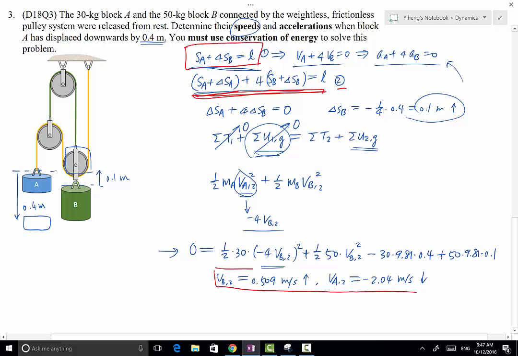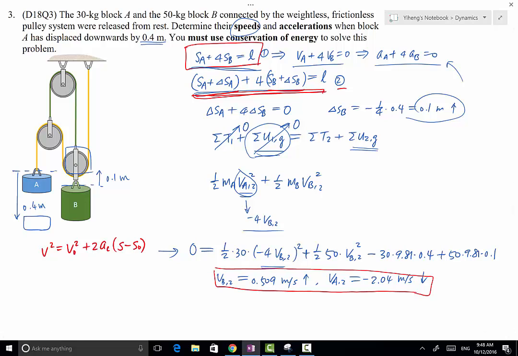But what about their accelerations? During this process, weight is the only force doing work, and the weight of block A or block B is a constant. Therefore, we can deduce that the accelerations of blocks A and B are constants as well. Now you have a kinematics problem with constant acceleration. So we can use the equation V squared equals V0 squared plus 2 times AC, the constant acceleration, times S minus S0, if you remember this equation.